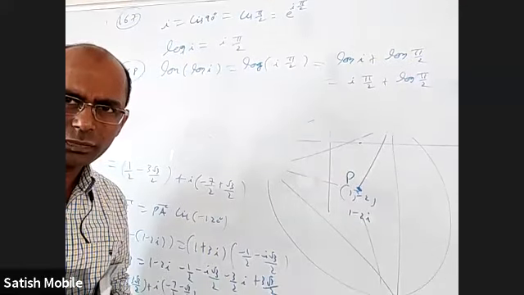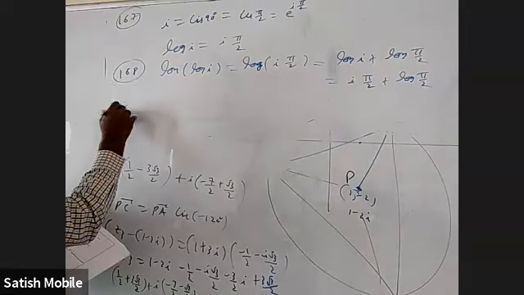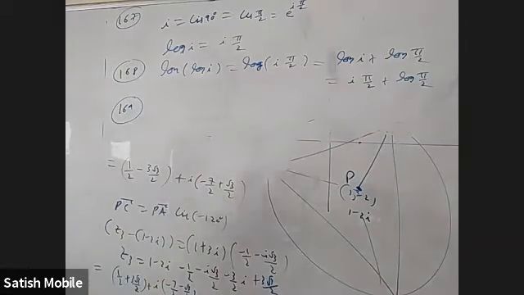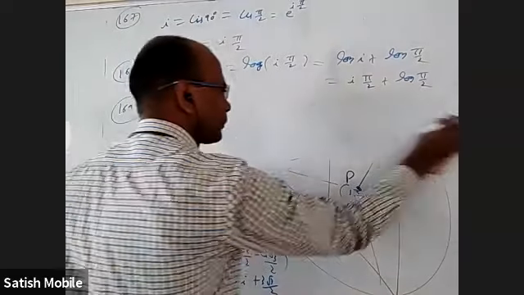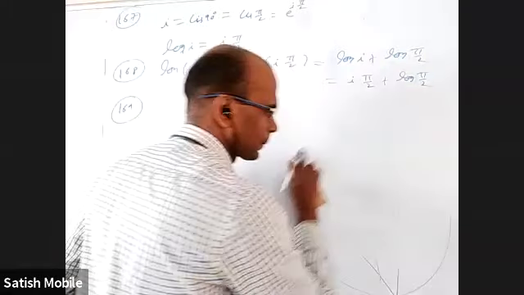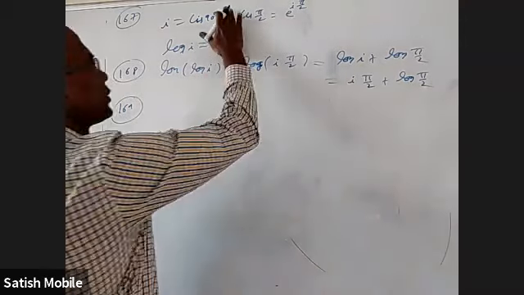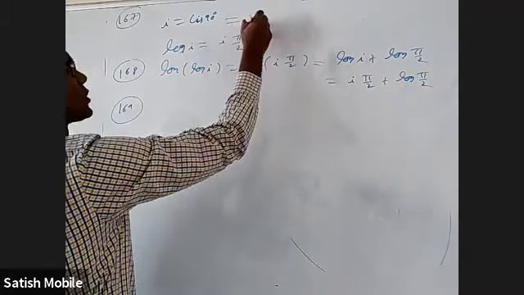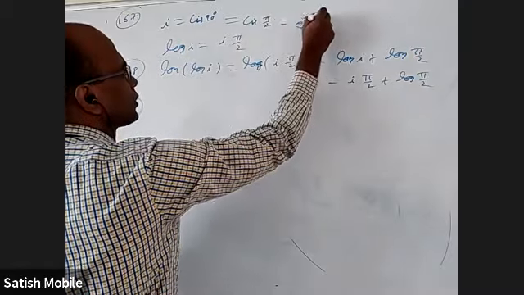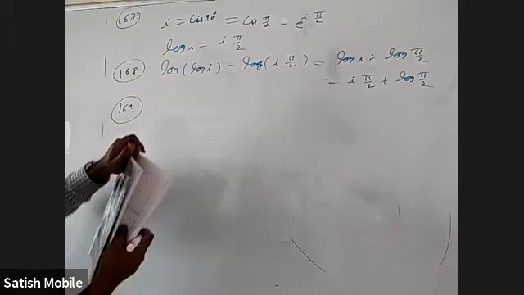Somebody is not able to see the upper part. Okay, 169. Somebody could not see this. This is equal to cis pi by 2, which is equal to e power i pi by 2. Okay, 169.